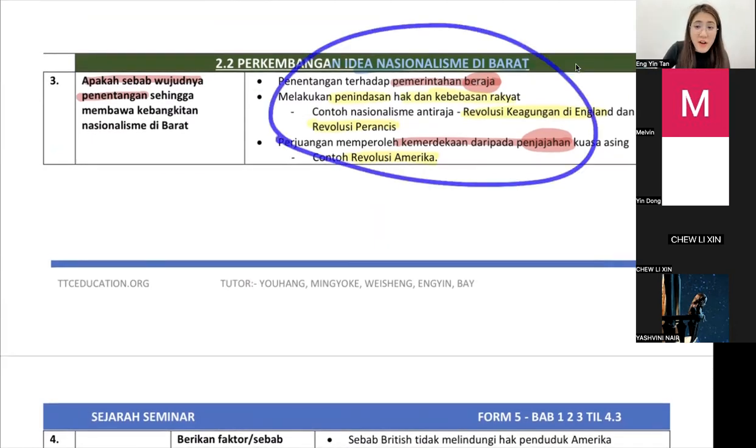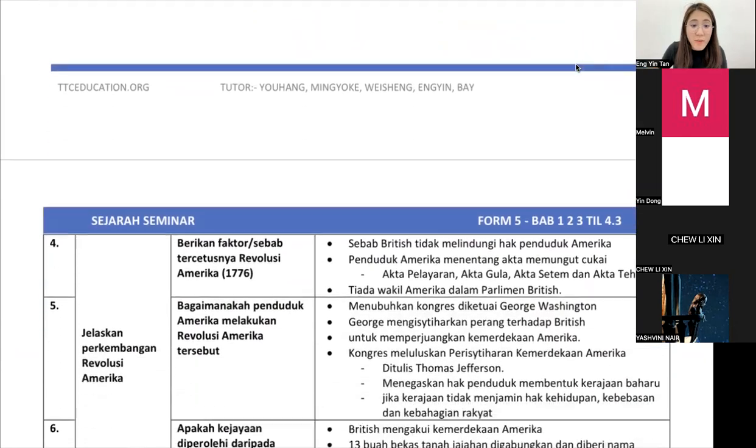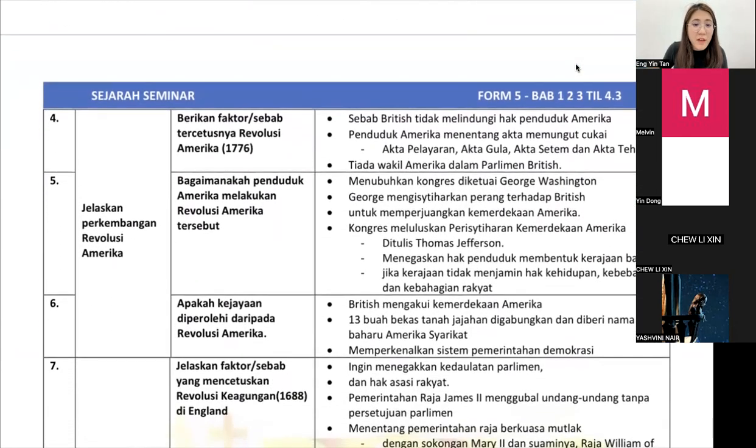Now, this one is a very important concept. That's why I purposely go into details. Because as I say, this is not just happening in the Western countries, it also applies to Asia and Southeast Asia. Okay, everybody? Dekat sini boleh faham? So you can see all these questions are related to the Revolusi America.